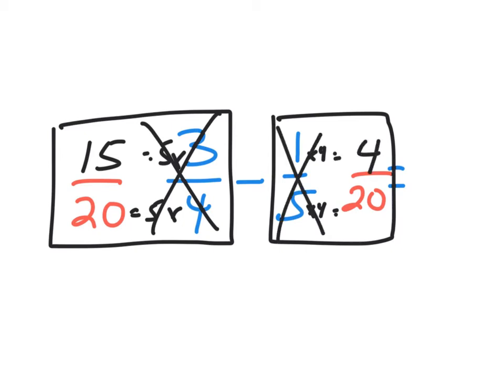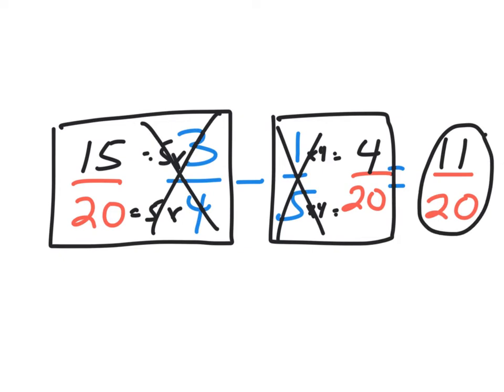I'm done there. Now I can simply take 15/20 minus 4/20. Again, the denominator stays the same when I'm adding and subtracting fractions, and I have a common denominator. Now I subtract the numerators. 15 minus 4 is 11. Answer is 11/20. Alright, we're going to jump to a mixed number problem now.